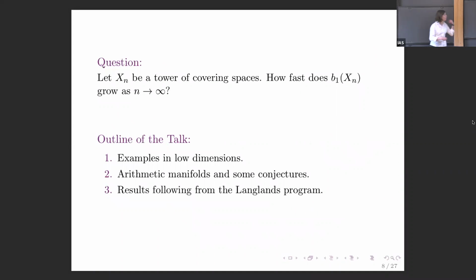Okay, so I'm repeating the question just so we have it in mind. With that in mind, this is the outline of the talk. I'll first tell you everything I know about spaces of low dimensions. Then I'll talk about arithmetic manifolds, which provide me with these interesting covers, and about some conjectures that guide the work on arithmetic manifolds. Finally, I'll talk about some results as advertised, which form a topological application of the Langlands program.